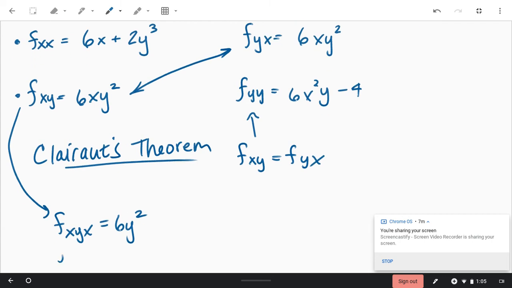Notice if I take fxxy, so take your fxx and then do that with respect to y, I'd have 6y squared. Okay. I could also do fyxx, which is also 6y squared. Okay. So notice any combination there, as long as it's two x's and a y, got me the same answer. That's Clairaut's theorem. It works more than just the second partials. Any higher order partial derivative like that, that's going to work for. Okay, that's just kind of fun.